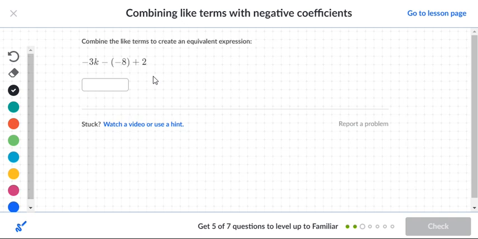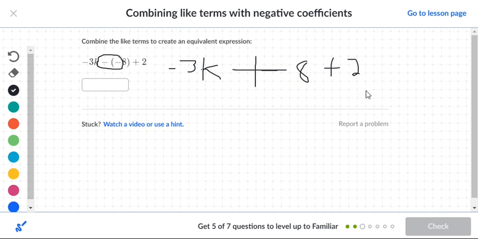Next question. We have -3k, we have -8 plus 2. So we have -3k. Now, this double negative right there, there's two negative signs. So from the two negative signs, we can make a plus sign. We can put one across, one through it. So this becomes a +8. Then we have the +2.